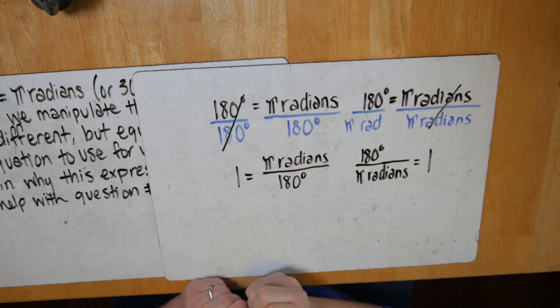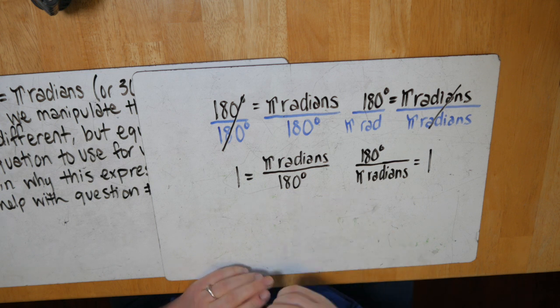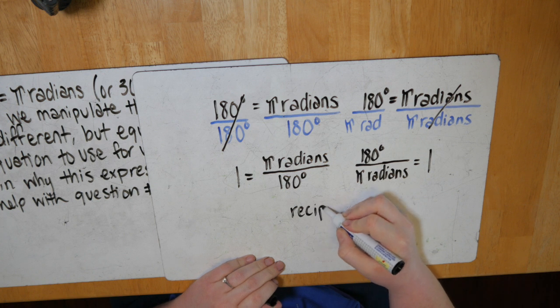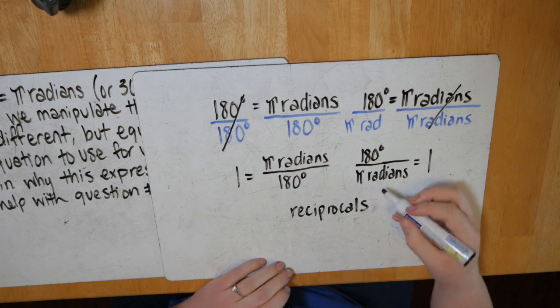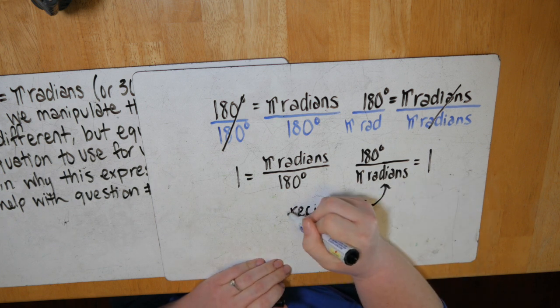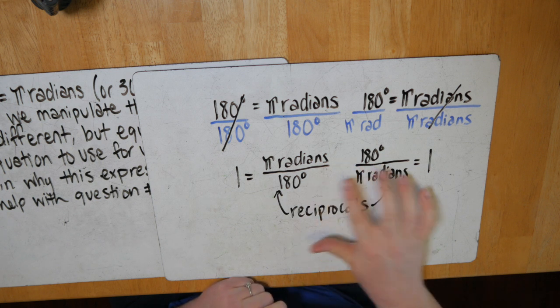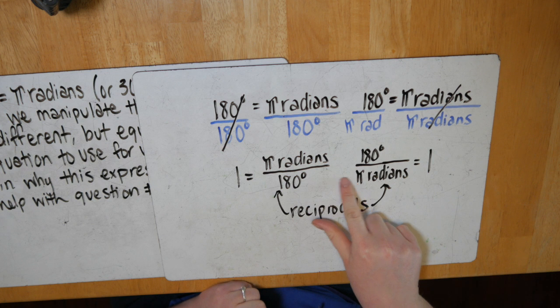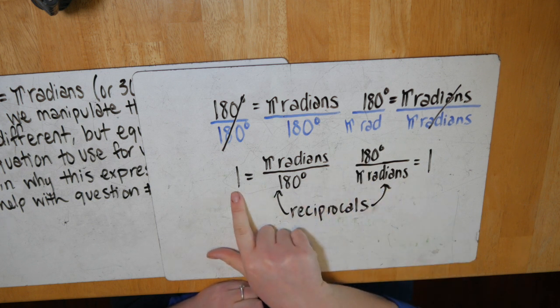So what we have here are 2 fractions. In fact, they're not just any 2 fractions. These 2 fractions are reciprocals of each other, because that is the name of what we call a fraction that has been flipped, where the numerator and denominator switch places, and we definitely see that in this example. But we have 2 fractions that are both equal to 1.